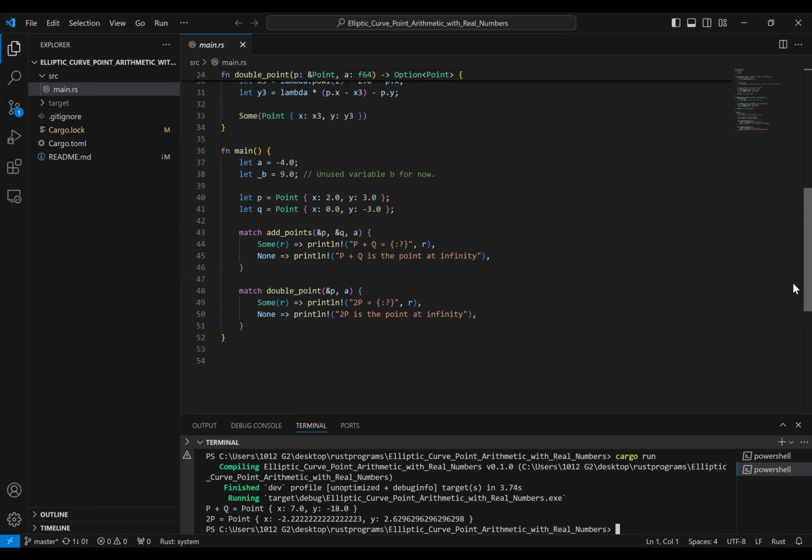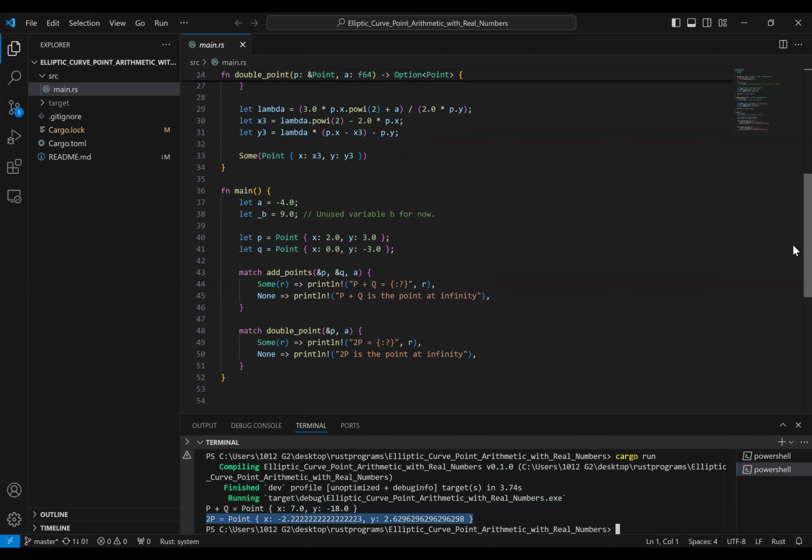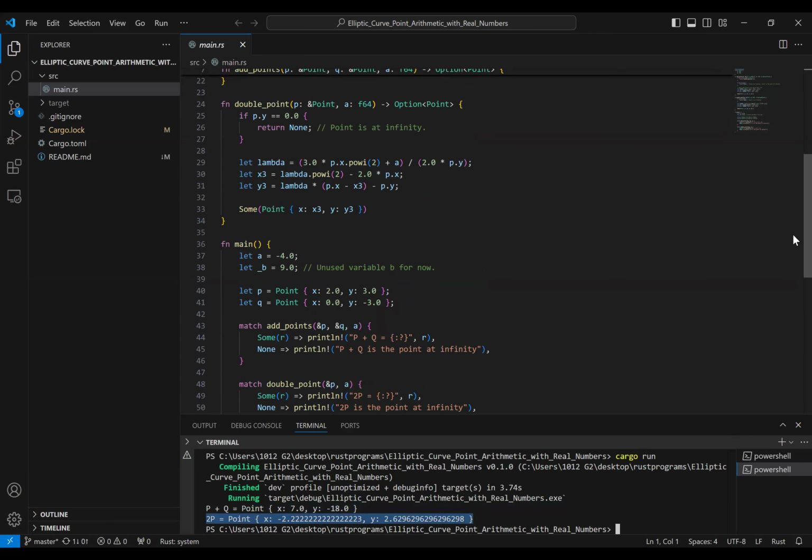Okay. It has given the result of P plus Q as these points. Then it has told me that if I want to add P to itself, this is what I will get. Now, we are dealing with the real numbers, so that's why you can see these numbers as decimals. I was dealing with the real numbers because I want to begin looking at mod P.